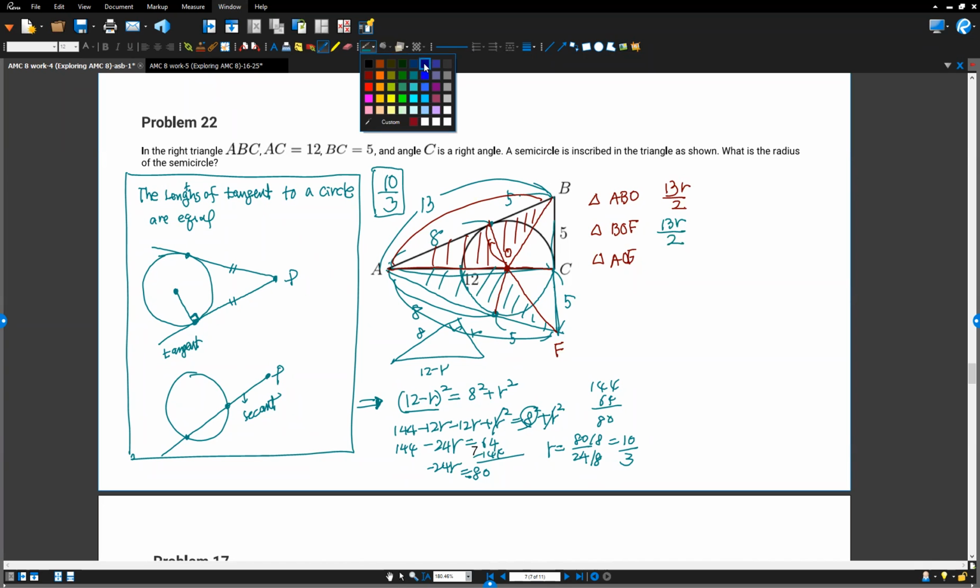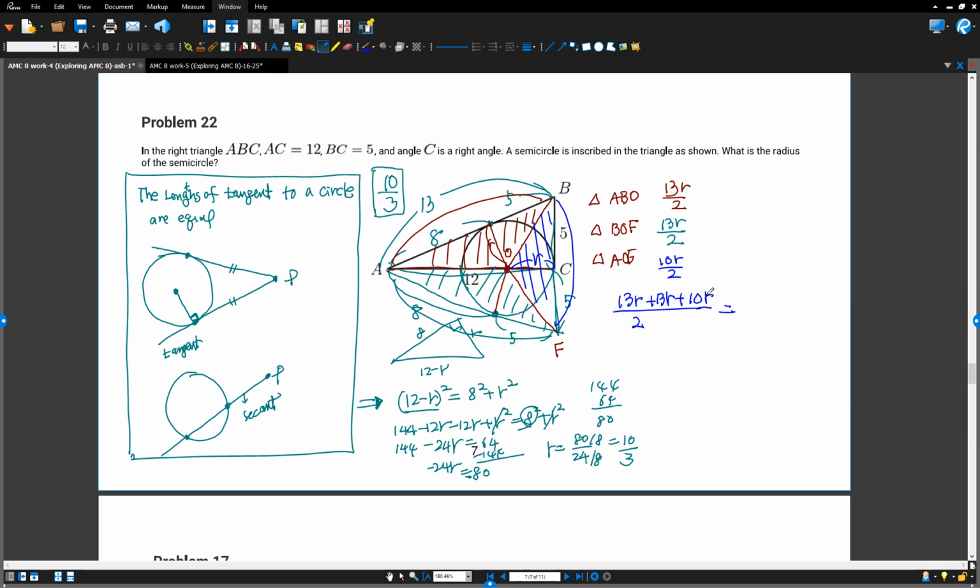Now take a look at the other side of it. I'm going to use a different color. This color is about 10 times, since the radius is R, right? 10 times R divided by 2 is the area of this entire triangle. So 13R over 2, another 13R over 2, and 10R over 2. That is equal to the area of this one.